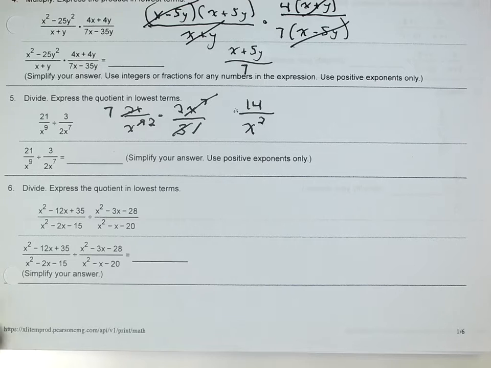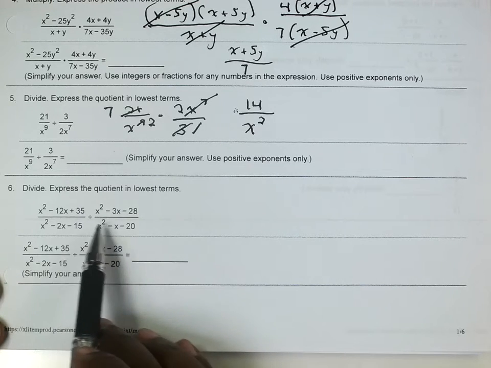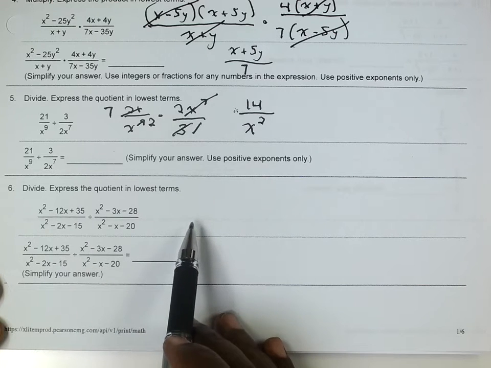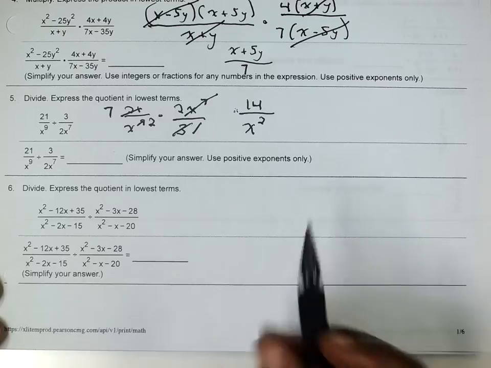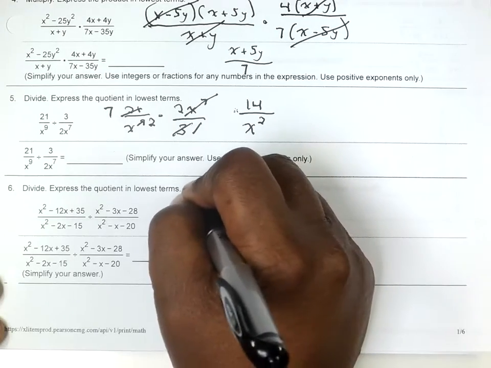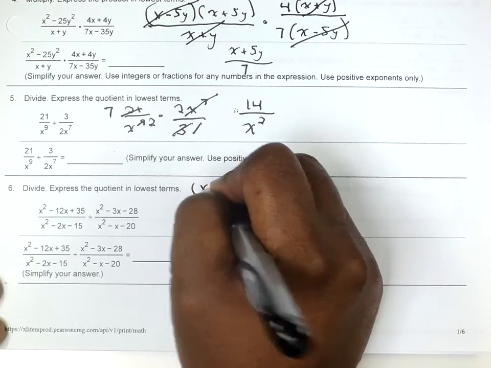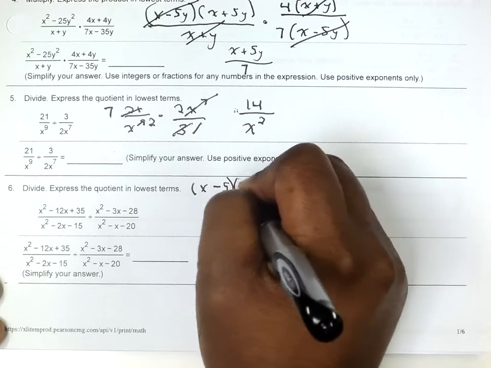Number 6, we have a lot of factoring to do. I'm going to factor as I go because I don't have a lot of space. I'm going to start with the x squared minus 12x plus 35. That factors to x minus 5 times x minus 7.